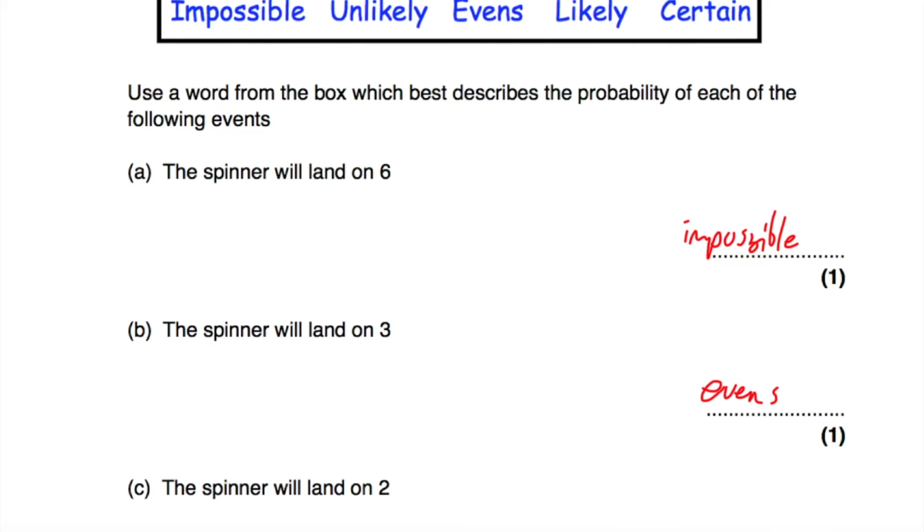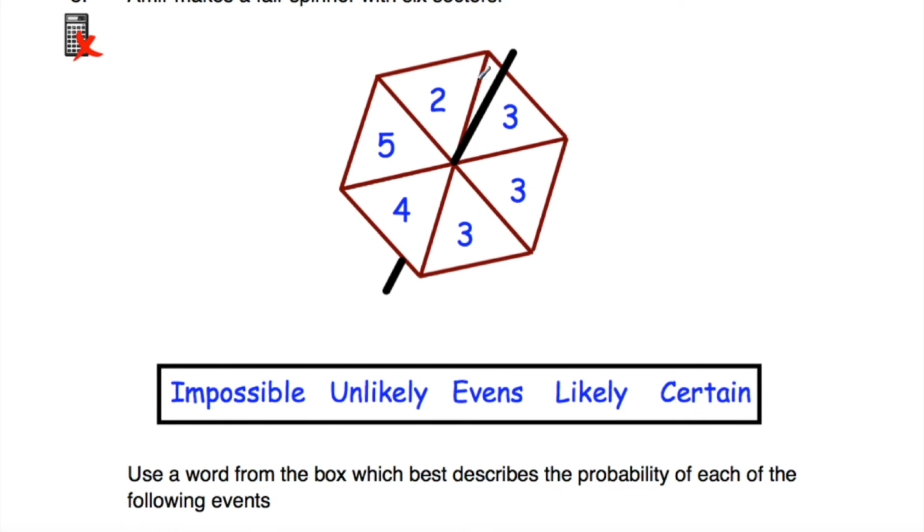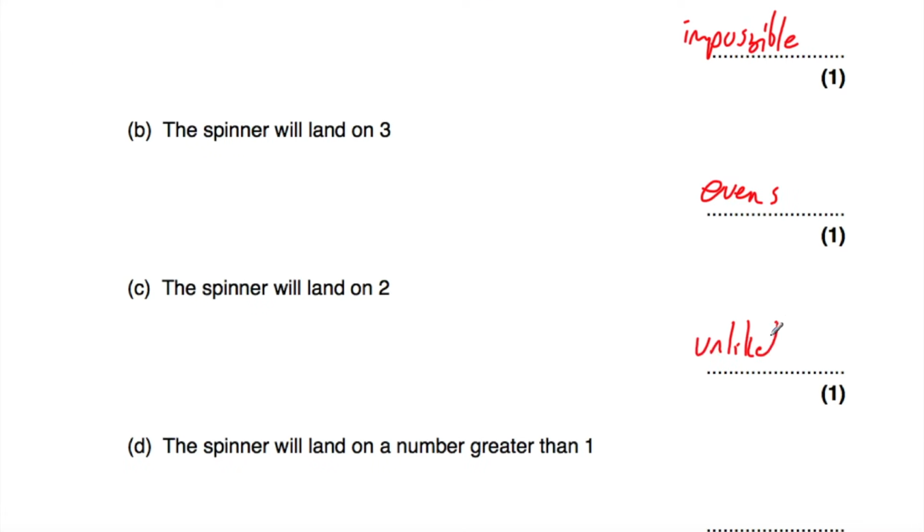And then part C. Part C says the spinner will land on a 2. So if we go up here, the 6 sections, there's only 1 2, so there's only 1 out of the 6 possible sections that will give us a 2. So that's going to be unlikely. It's not impossible because there is a 2, but it's obviously not even chance or likely or certain, so it's going to be unlikely. So let's write that down, unlikely.